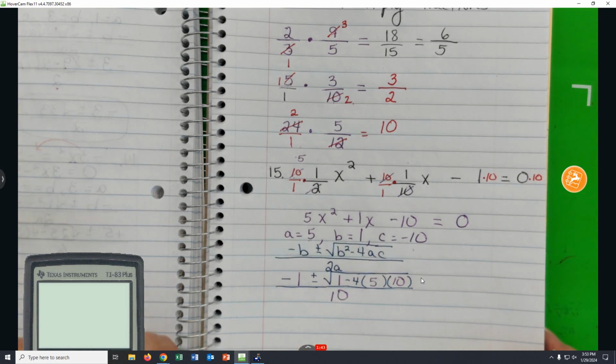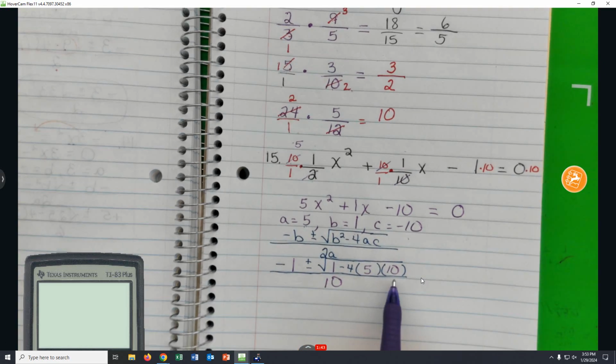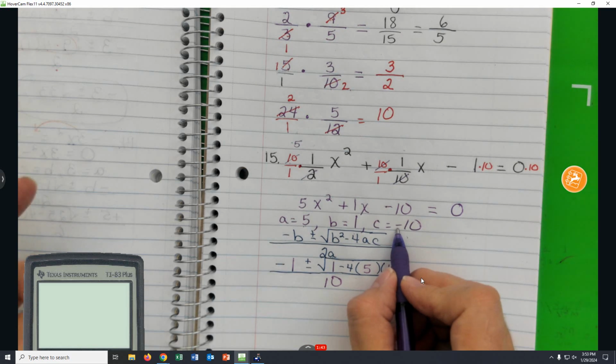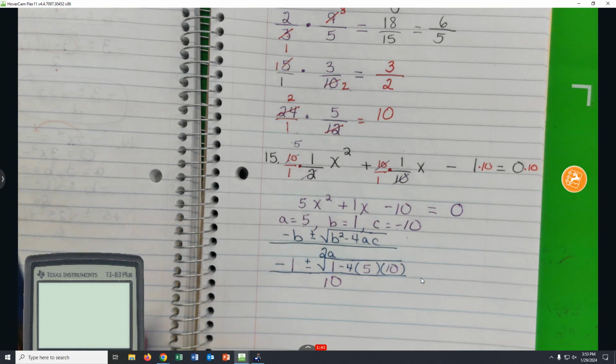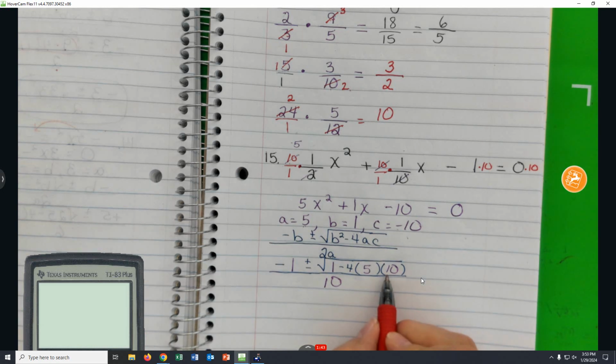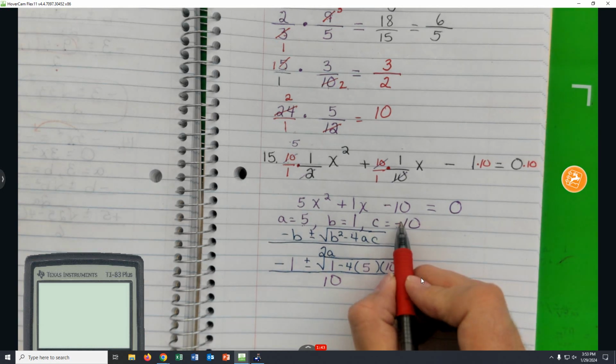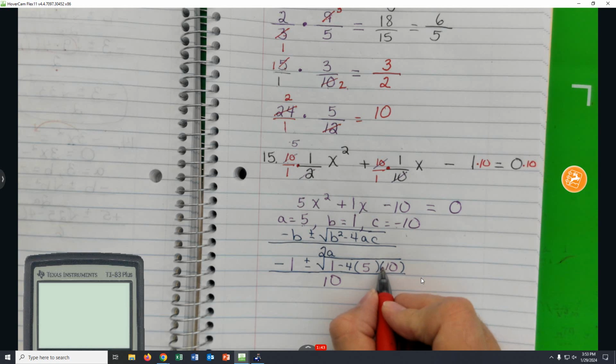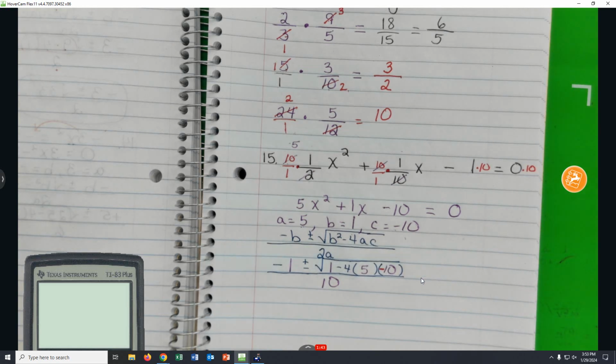Is your 10 still negative? Your 10, your C? Oh, thank you. Oh, gosh. I would have really messed up and been there trying to figure out what did I do wrong. Thank you. This C here should be a negative 10. And let me correct that. I'll put it in red. Okay. And did I mess up anywhere else? The bottom number, 2 times A. Do I have that one right?